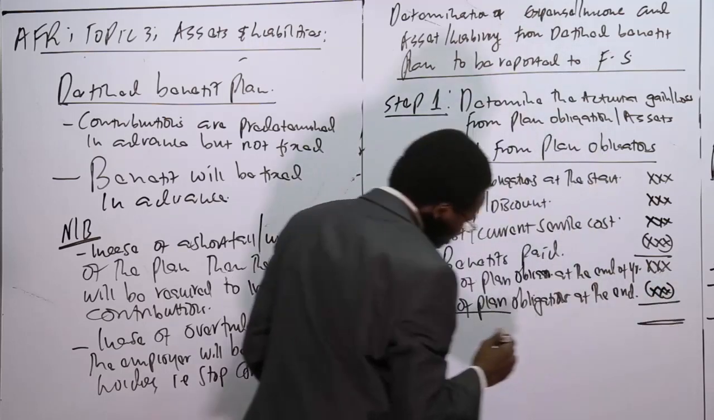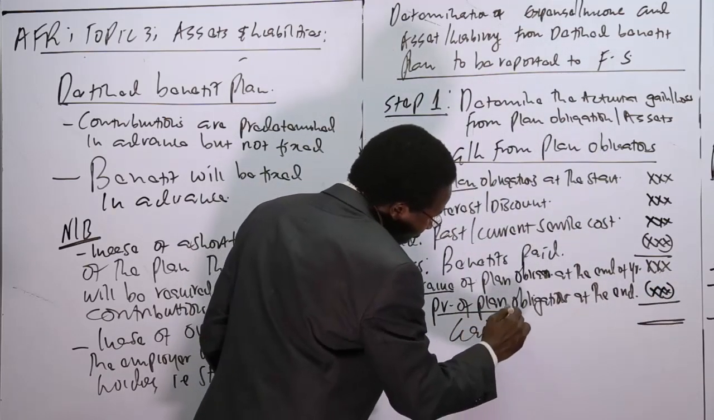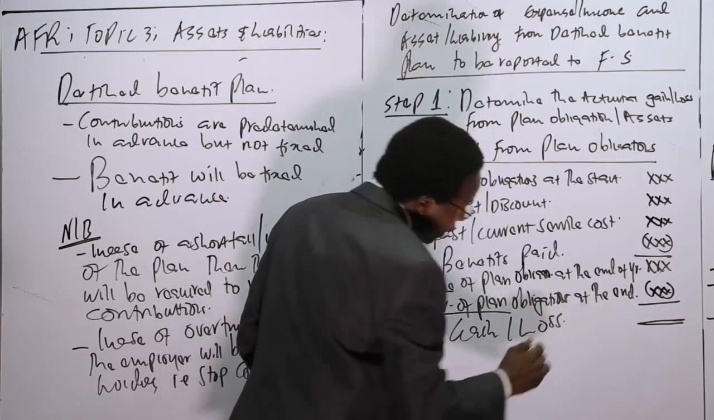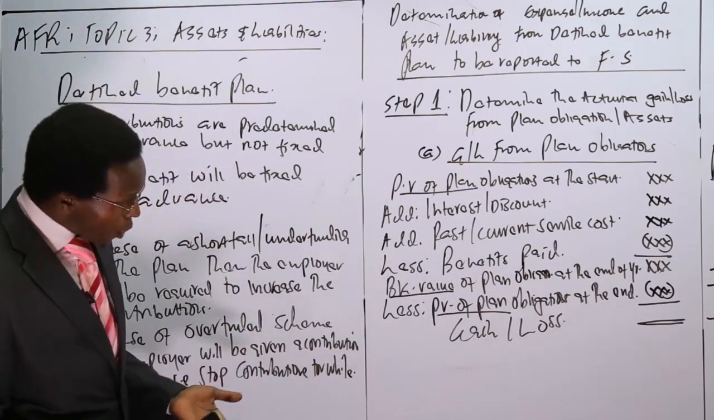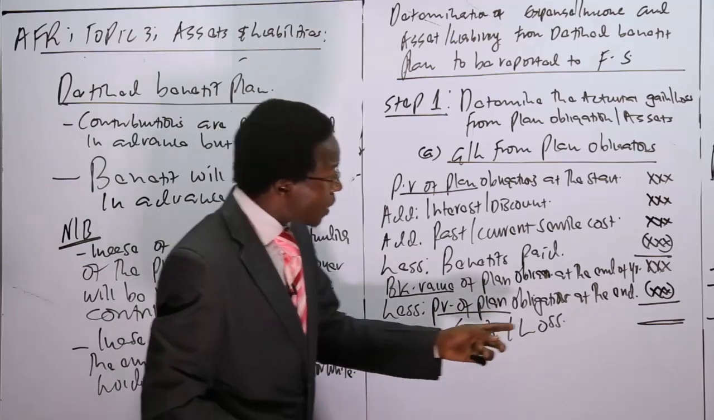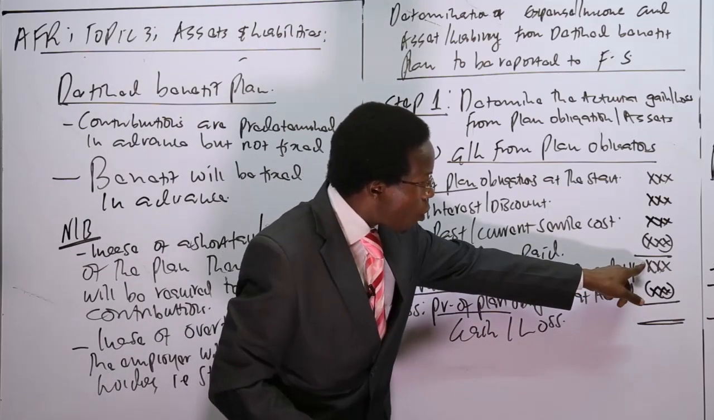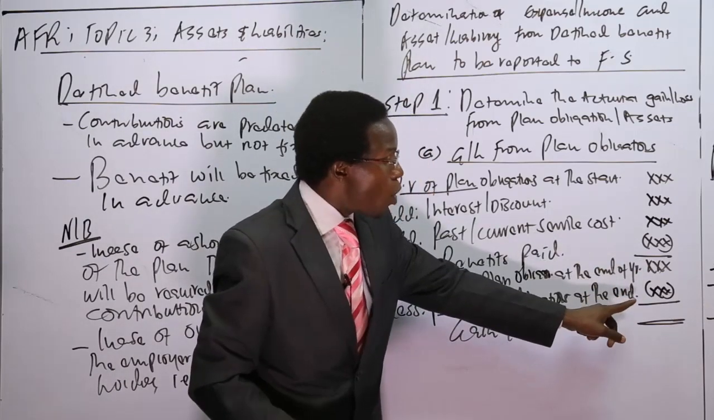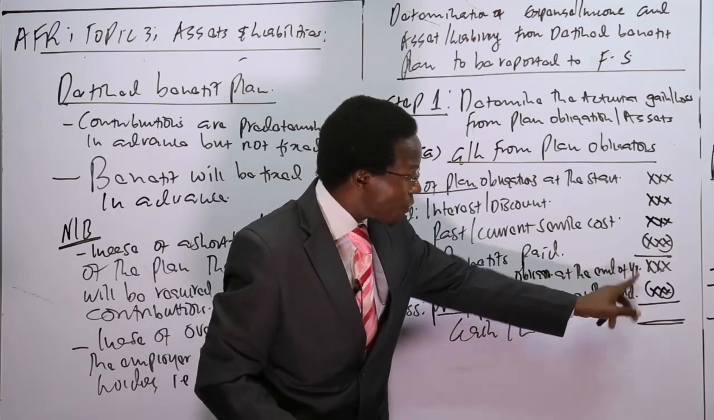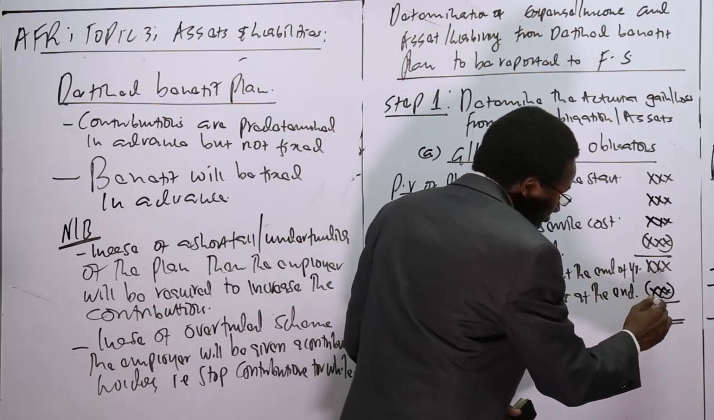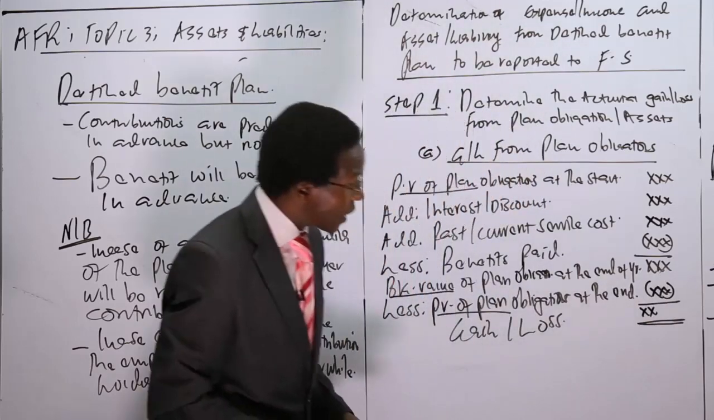Then you now determine the gain. Is it a gain or a loss? Very important here. Now, when will it be a gain? It will be a gain, for example, if the book value is more as compared to the present value. If this is a positive, then definitely that's a gain.